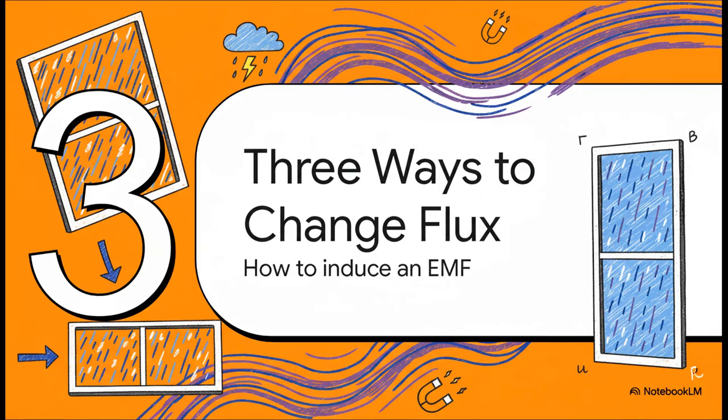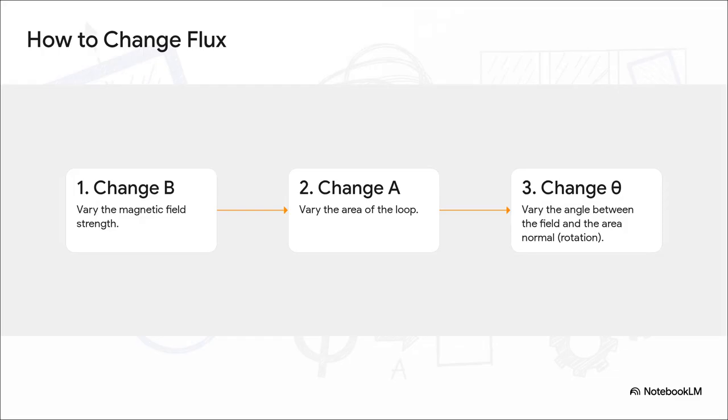So why are we so obsessed with the amount of rain we're catching? I mean, who cares? Well, here's the big secret. In electromagnetism, it's not the flux itself that's interesting, it's changing the flux. That's what generates electricity. And it turns out there are exactly 3 ways you can change how much rain your window catches. So, here are the 3 levers you can pull.